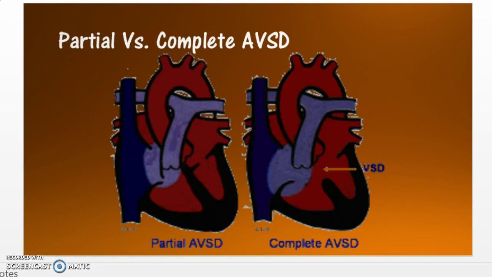This picture shows you the difference between a partial and a complete AVSD. The picture on the left is a partial AVSD. You can see that there are still 2 valves, but the septum is missing at the top. In the picture on the right of the complete AVSD, you can see that there is no septum and that there is 1 common valve.